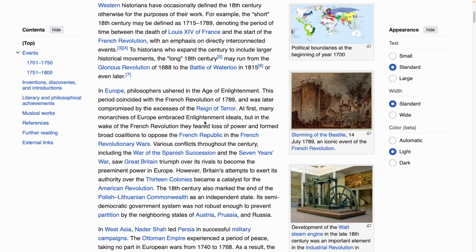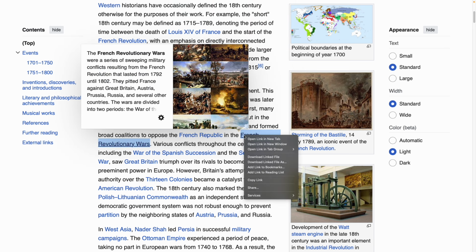Sounds terrible. At first, many monarchies of Europe embraced Enlightenment ideals, but in the wake of the French Revolution, they feared loss of power and formed broad coalitions to oppose the French Republic in the French Revolutionary Wars. So at first they did, but in the wake of the revolution, they feared their loss of power and formed broad coalitions to oppose the French Republic. Fascinating.